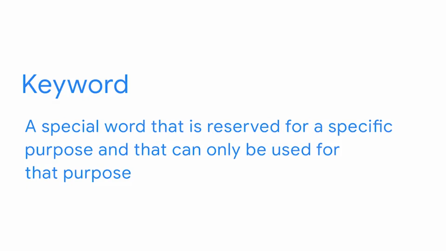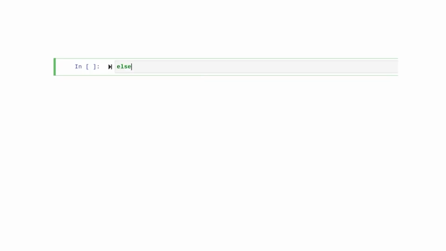One of these is to avoid keywords. A keyword is a special word that is reserved for a specific purpose and that can only be used for that purpose. You've already encountered some keywords, such as for, in, if, and else. There are others too, which you'll learn about soon. Keywords should never be used when naming variables. Thankfully, you don't have to worry about accidentally using a keyword.